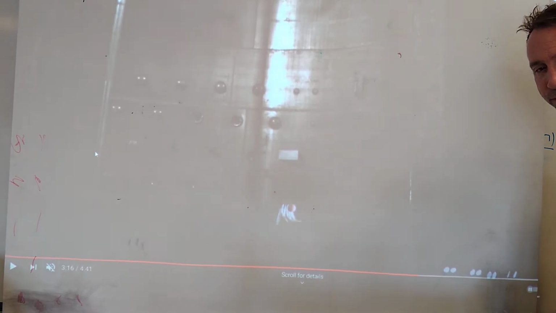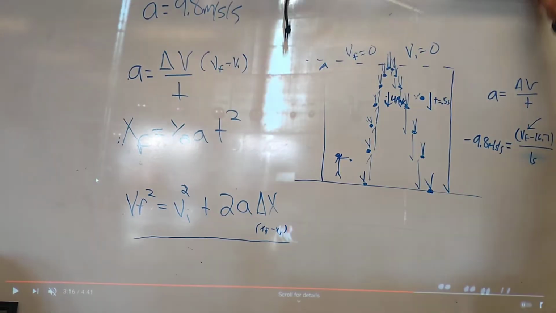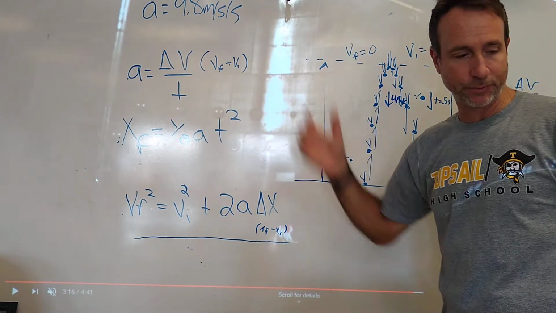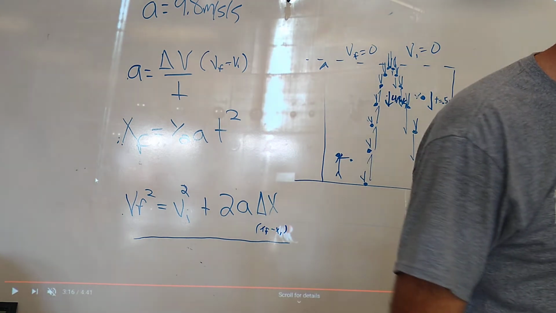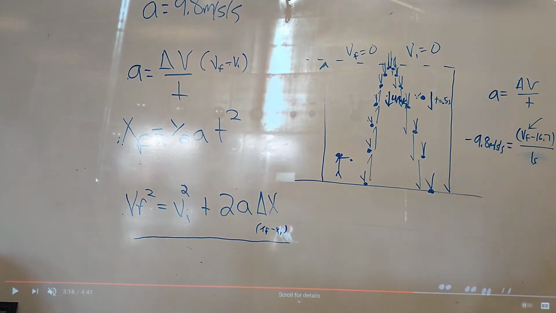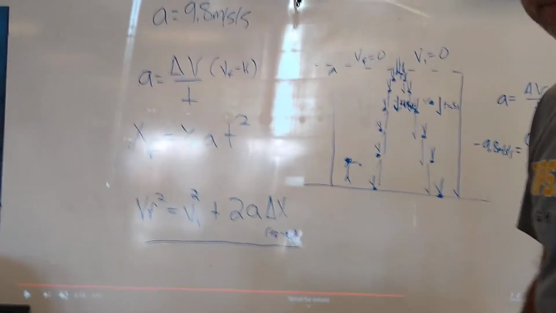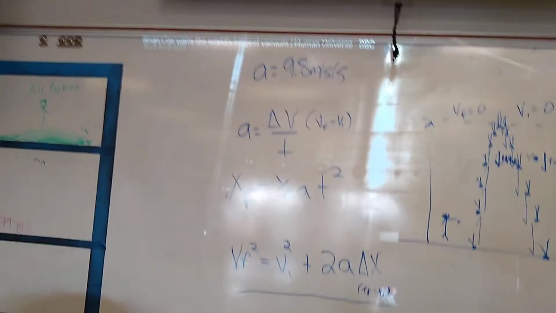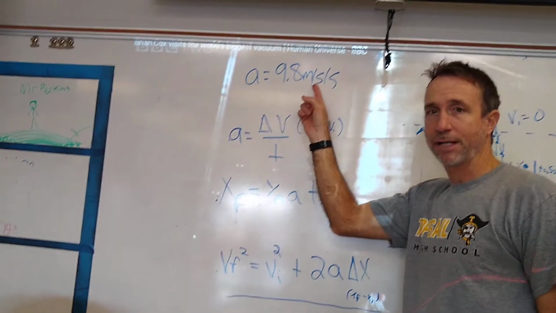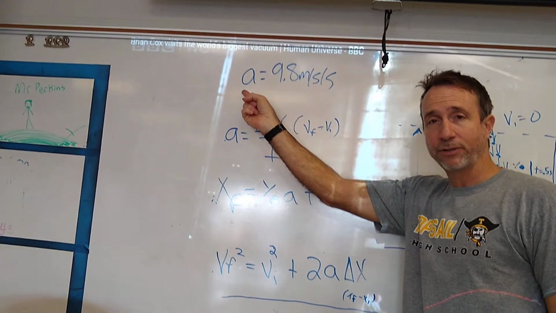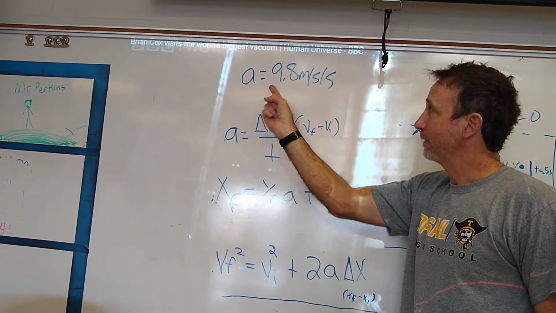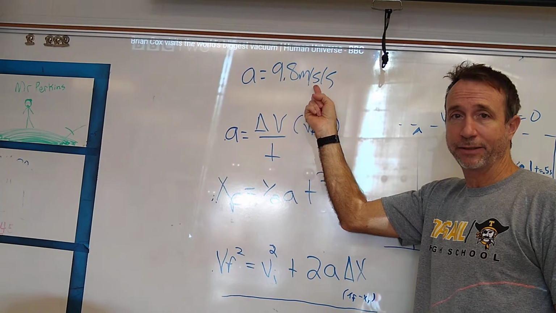Next thing I want you to understand is that when we're talking about gravity, and here's some problems we're going to be doing later, when we're talking about gravity, there's a magic number. And that magic number is right here. The acceleration due to gravity on Earth is 9.8 meters per second per second.